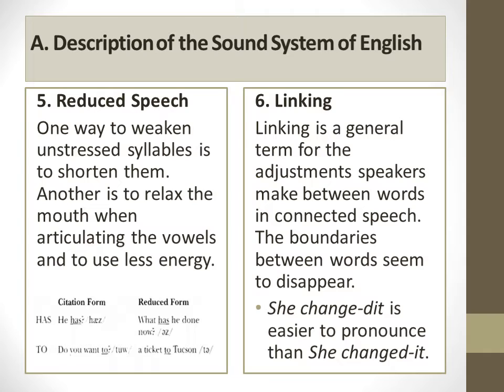Description of the sound system of English. 5. Reduced speech. One way to weaken unstressed syllables is to shorten them. Another is to relax the mouth when articulating the vowels and to use less energy. 6. Linking. Linking is a general term for the adjustments speakers make between words in connected speech. The boundaries between words seem to disappear. "She changed it" linked is easier to pronounce than "she changed it" separated.